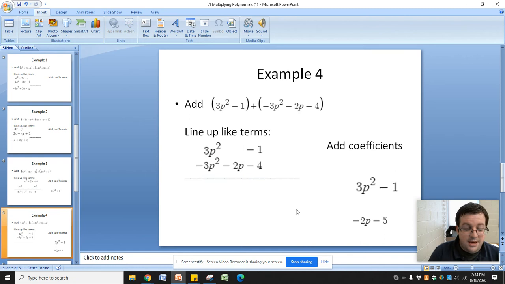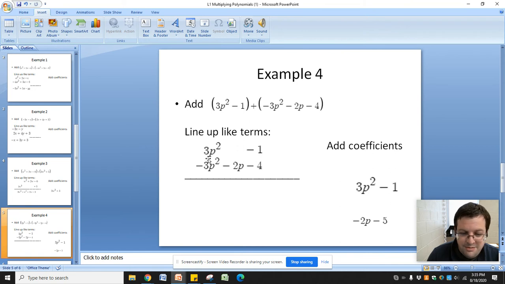Okay. Again, just making sure that our like terms are on top of each other. We have p squareds with p squareds, constants with constants, that type of thing. And again, there's a blank here, but that's okay. That just means that it effectively drops down for us. All right, so we're going to start adding our like terms. 3p squared minus 3p squared.